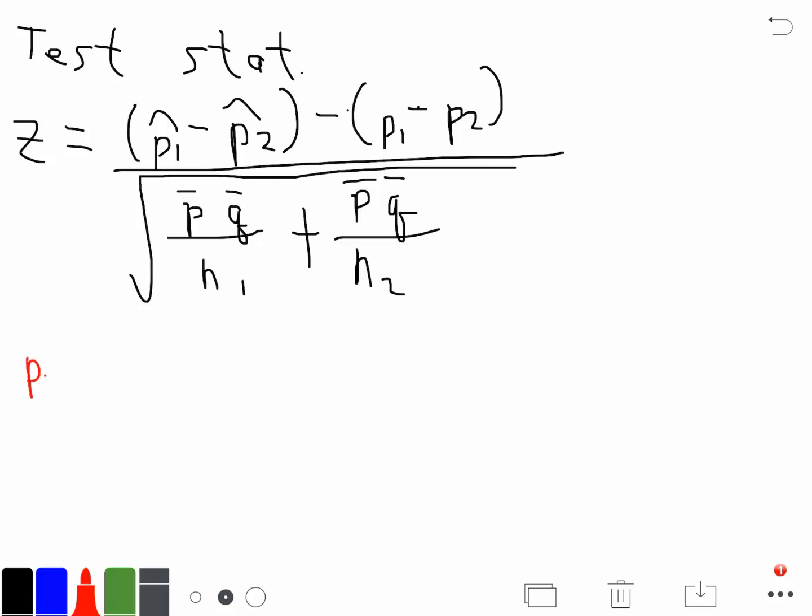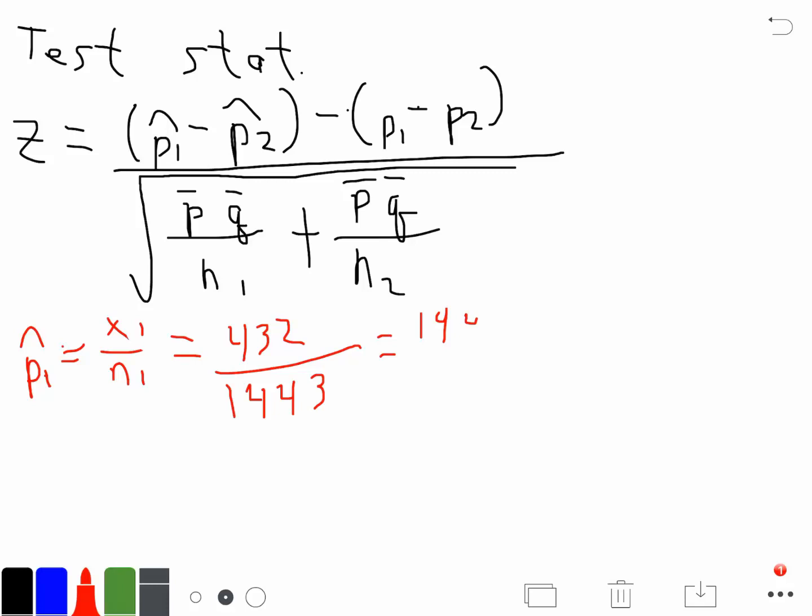P sub 1 hat is given to us by X sub 1 over N sub 1. X sub 1 is 432, N sub 1 is 1,443. And when we reduce that, we get 144 over 481. I was getting a couple steps ahead.